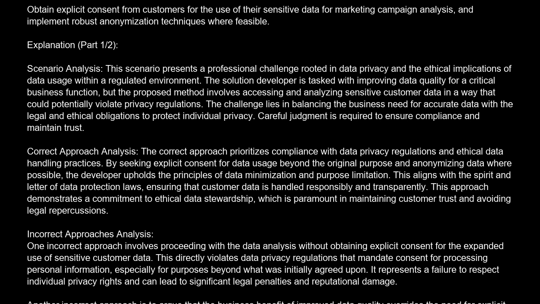Incorrect approaches analysis. One incorrect approach involves proceeding with the data analysis without obtaining explicit consent for the expanded use of sensitive customer data. This directly violates data privacy regulations that mandate consent for processing personal information, especially for purposes beyond what was initially agreed upon. It represents a failure to respect individual privacy rights and can lead to significant legal penalties and reputational damage.